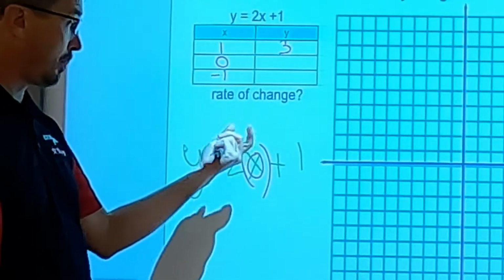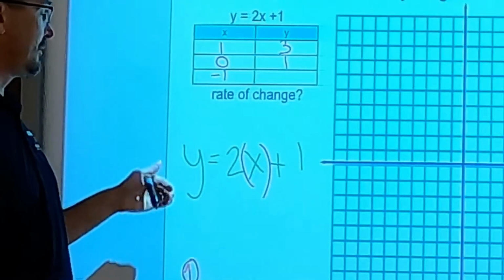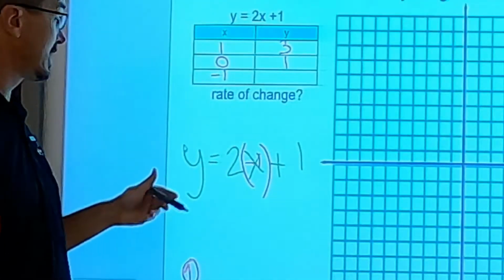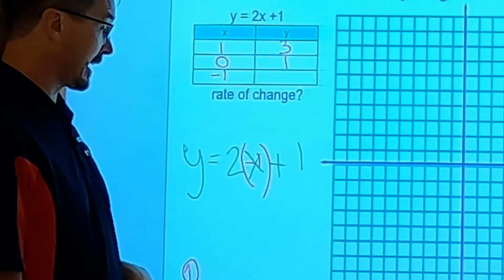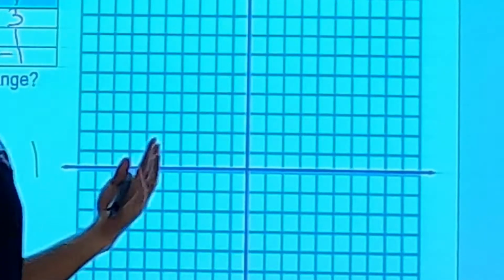0 times 2 is 0 plus 1 is 1, so the dependent variable is 1. And then finally I'm going to put negative 1 because I want to check how my graph behaves in the negatives. So 2 times negative 1 is negative 2 plus 1 is negative 1. So I've done that. Let's go check my graph out.